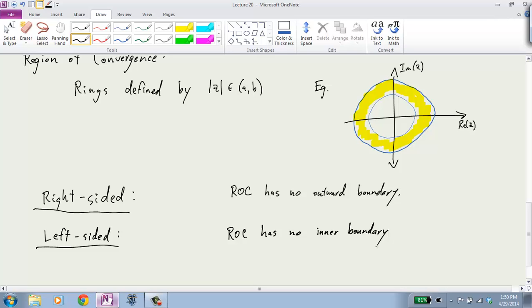Now, there's one catch. You may have a pole at z equals 0. In other words, it may not be true that the region of convergence contains 0, even if it's left-sided. But it won't have any boundary greater than 0. In other words, if it was left-sided, it would go all the way into the origin. It may not actually have z equals 0 in the region, but it has everything up to it.